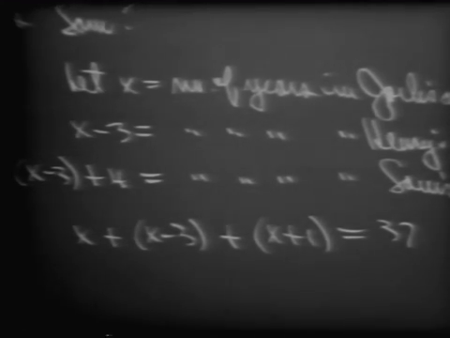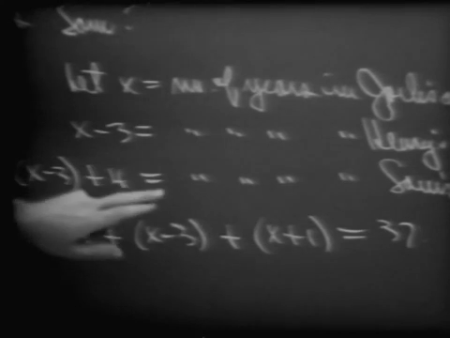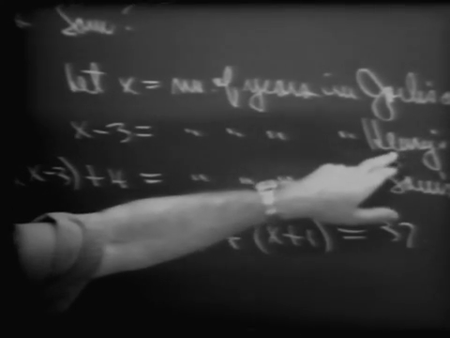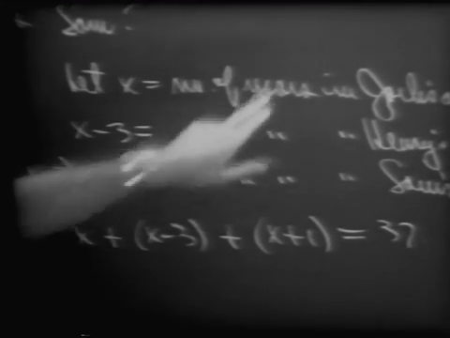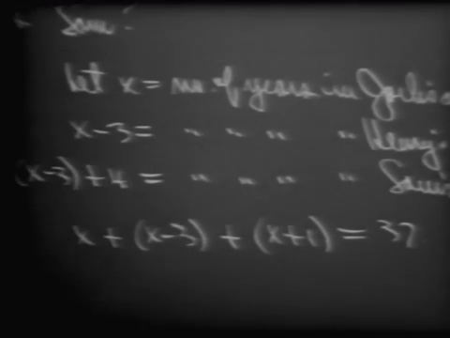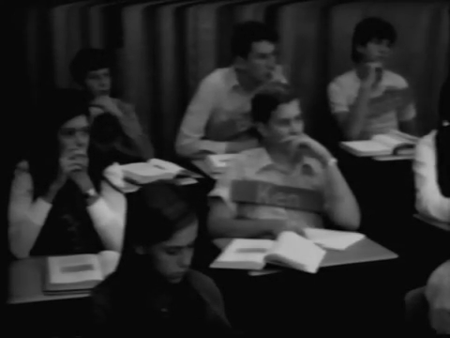Now, look, if we had started out, say, with Henry's age, where X is the number of years in Henry's age, all right, that Jack then would have been what? How then would we have represented that? And Jay says X plus 3. X plus 3.